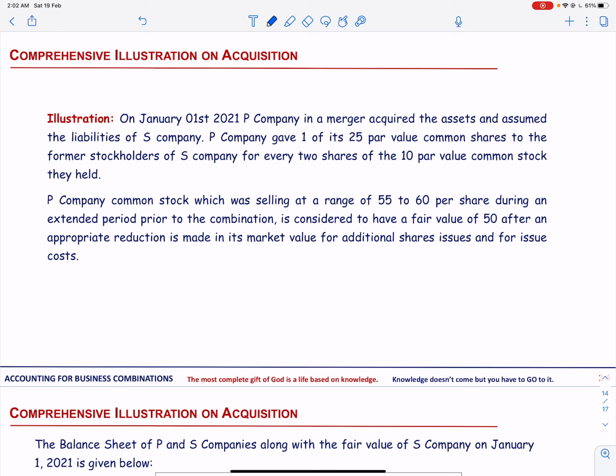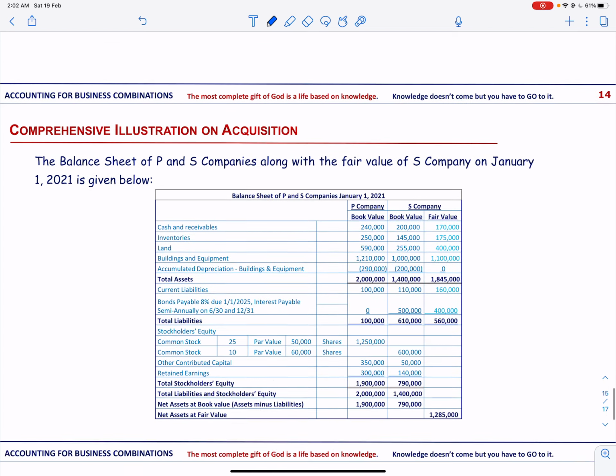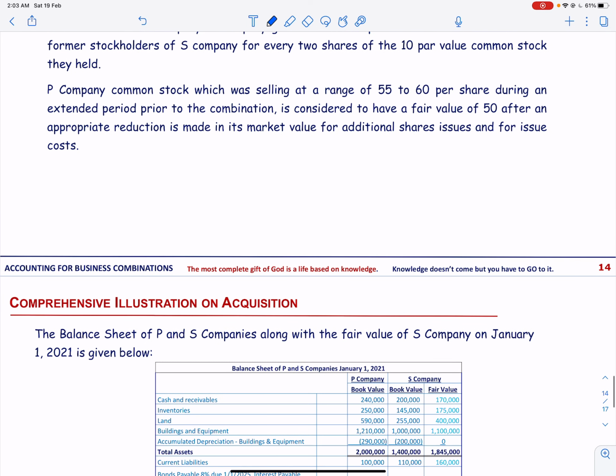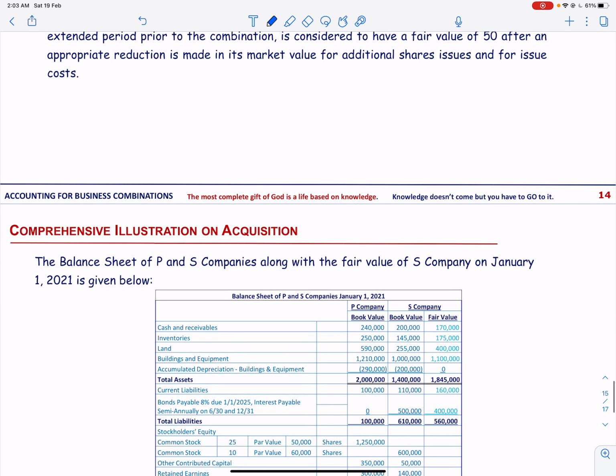P Company common stock, which was selling at a range of 55 to 60 per share during an extended period prior to the combination, is considered to have a fair value of 50 after an appropriate reduction is made in its market value for additional shares issued and for issue cost. We are required to make the necessary general entries.